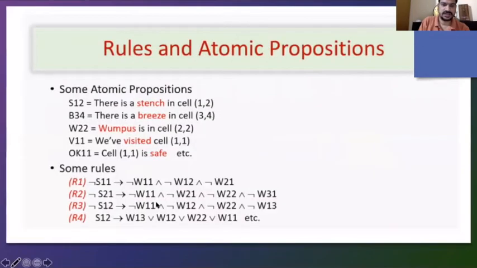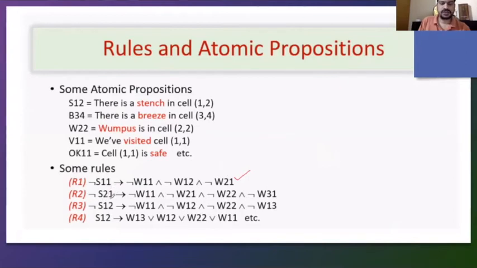So it is written in here. If you can see, this particular rule is written here. There is no Wumpus in 1-1, there is no Wumpus in 1-2, and there is no Wumpus in 2-1. In that way, we can make a logic. So this is one logic, one rule that we have made from the propositional logic.